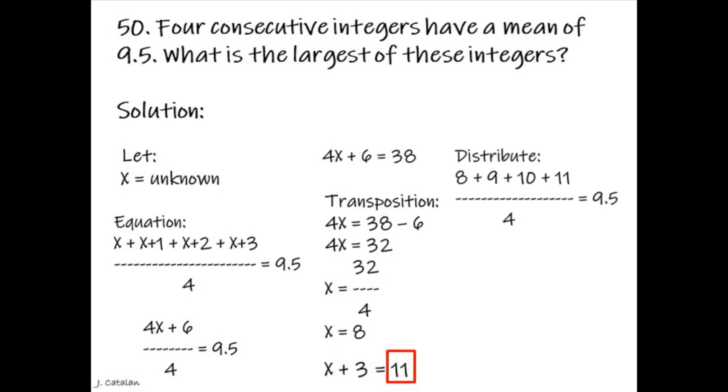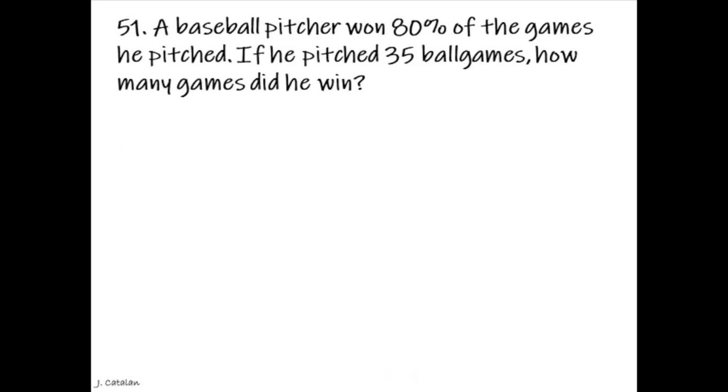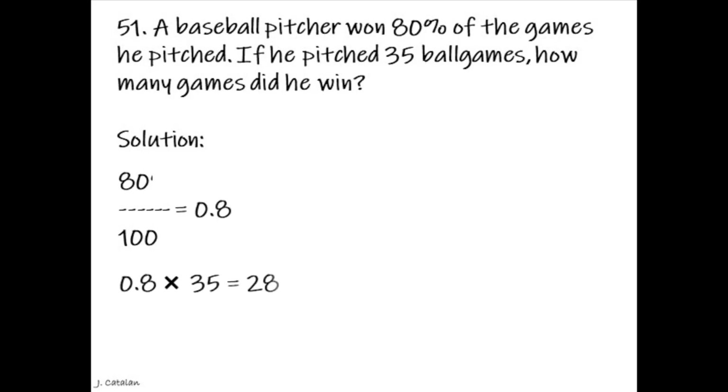Distribute the value. 8 added by 9, added by 10, added by 11, divided by 4 is equals to 9.5. A baseball pitcher won 80% of the games he pitched. If he pitched 35 ball games, how many games did he win? Solution. Convert 80% into decimal by dividing it by 100%, crash out the percent sign, then go with the division process. The result is equals to 0.8. 0.8 multiplied by 35, the result is equals to 28.